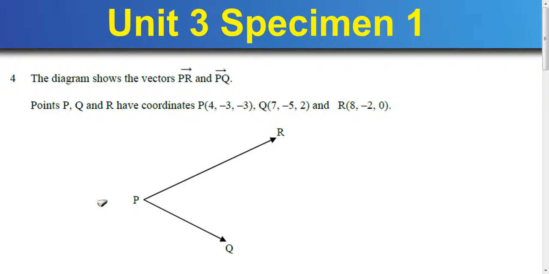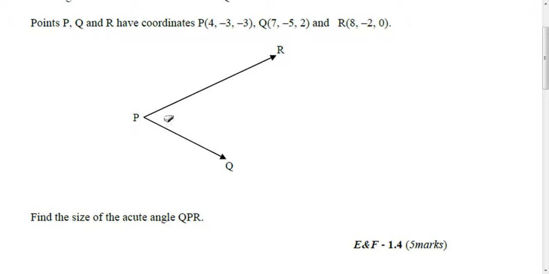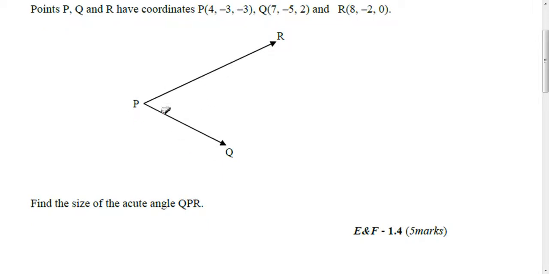Okay, how do you do question 4? The diagram shows the vectors PR and PQ, and gives you the points. We've got to find the size of the acute angle in here. A typical question that comes up in exams as well is 5 marks, angle QPR. Right, so we want this angle in here.